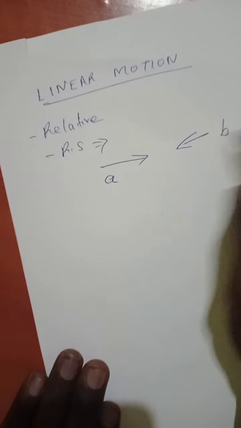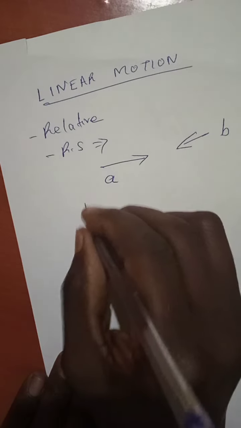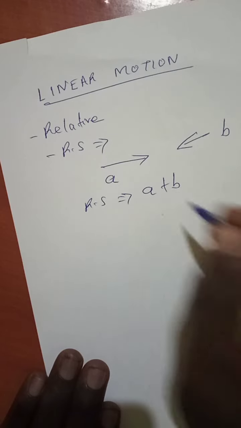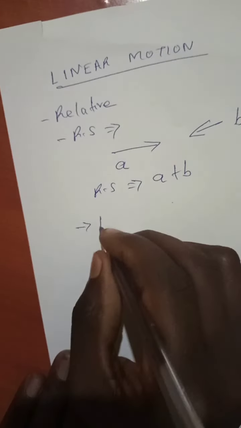For example, if two bodies are moving in opposite directions, you can say this one is body A moving in this direction, and this is body B moving in the opposite direction. The relative speed becomes the sum of their speeds, that is speed A plus speed B. Then you also have relative distance.